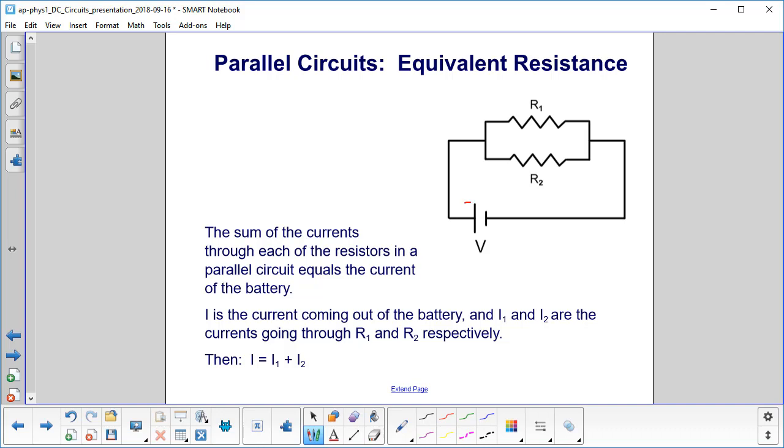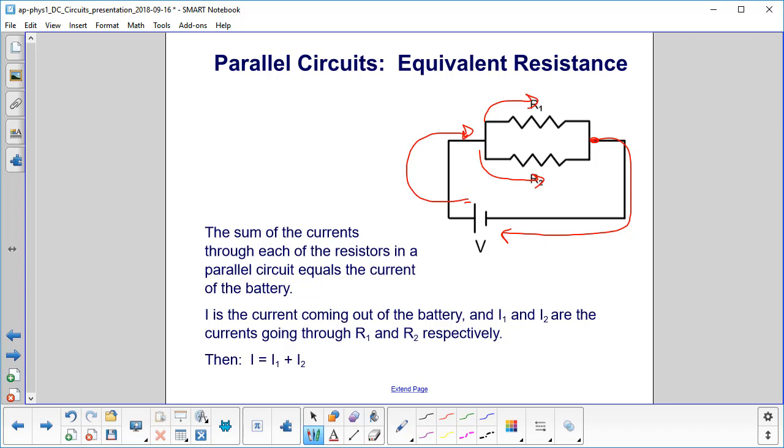We've got the current coming out of here, which is just a whole bunch of charges. Then the charges split up here. Some go this way, some go that way. And then they recombine over here, and they come back to the negative terminal of the battery. So whatever comes in has to come out, right? You're not going to lose any charges in the resistors.